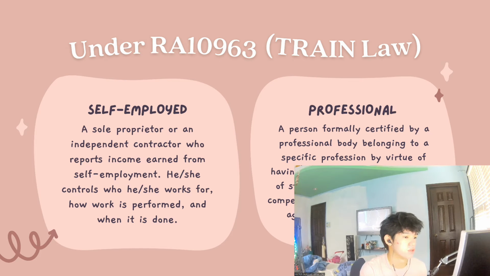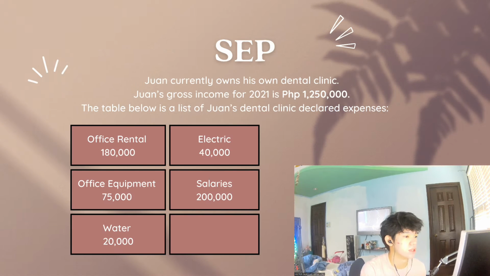So for this example, Juan is an owner of a dental clinic, and Juan's gross income for 2021 is $1,250,000. The table below shows a list of Juan's dental clinic's declared expenses. These would be the following: office rental, office equipment, water, electric, and salaries. So I will be explaining two methods of getting the net taxable income, which are the ID and the OSD method.